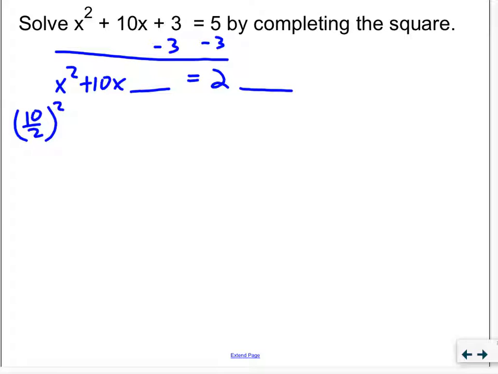So let's see. 10 divided by 2 is 5. Squared is 25. So let's put a plus 25 in the box.